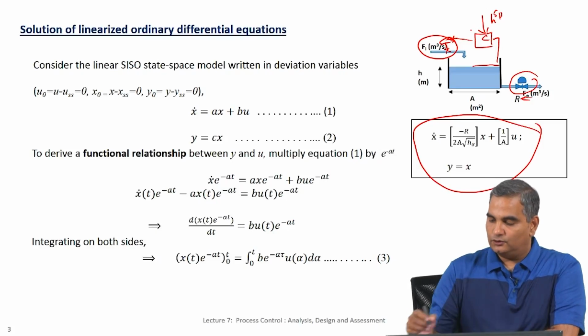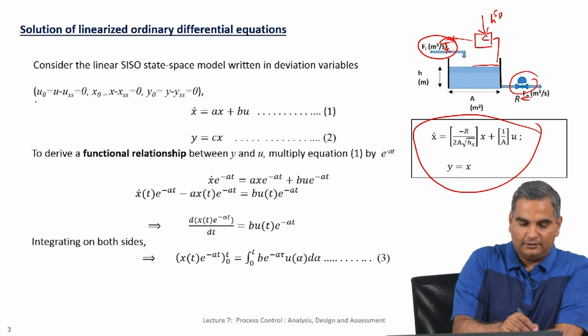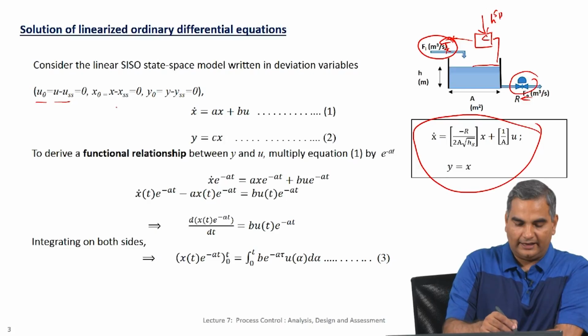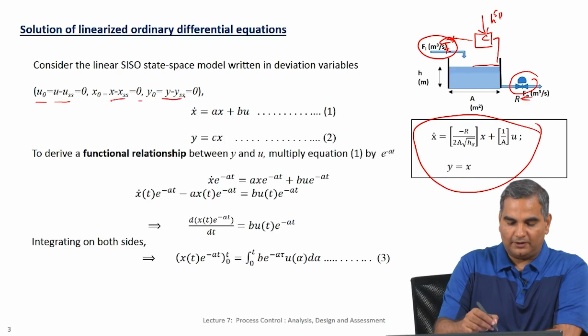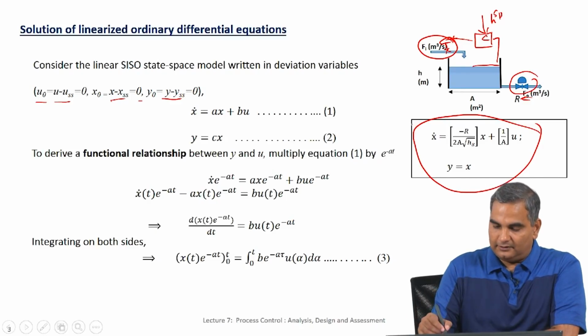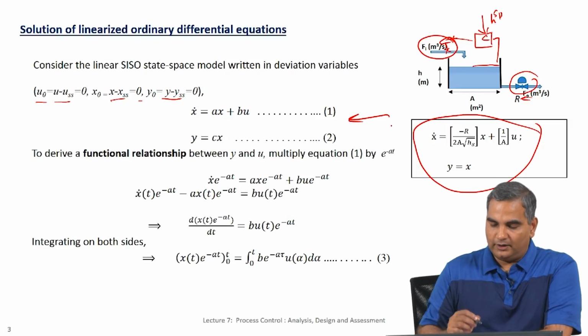If you look at this, we showed that this could be written in the deviation variable form, which basically means u is defined as u minus u steady state, so at an initial value it is 0, and x as x minus x steady state, so the initial value is 0, and y as y minus y steady state, so the initial value is 0. And this is of the form we already talked about: x dot equal to ax plus bu, y equal to cx.